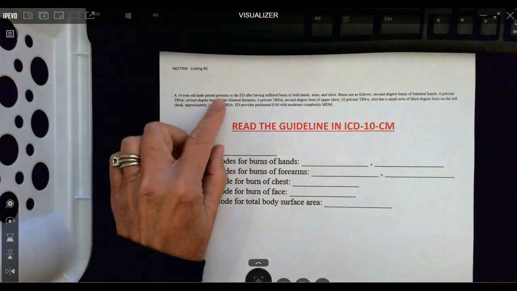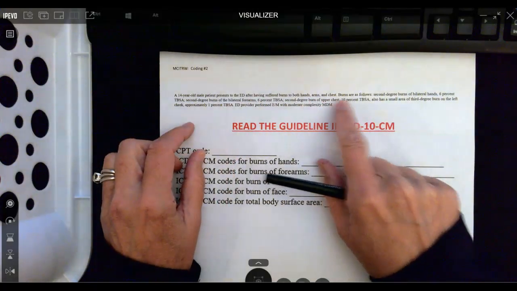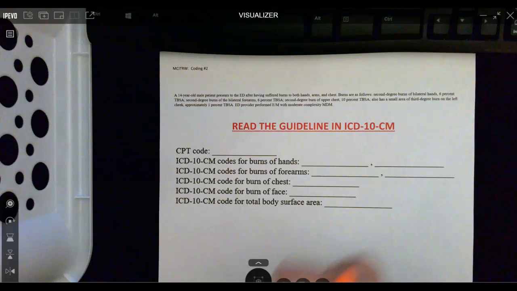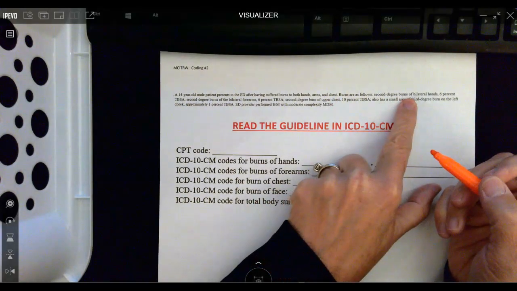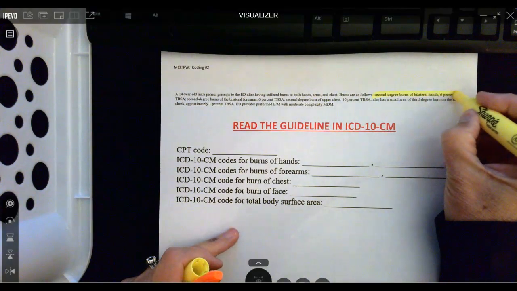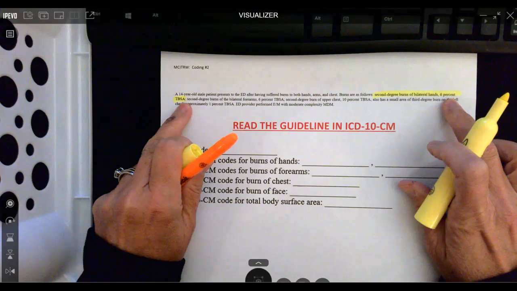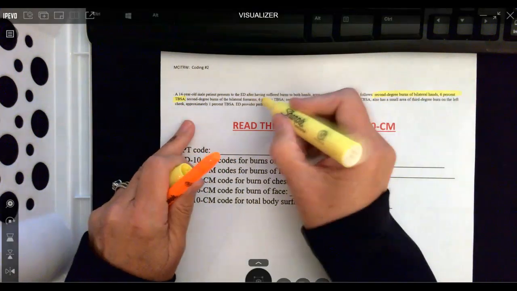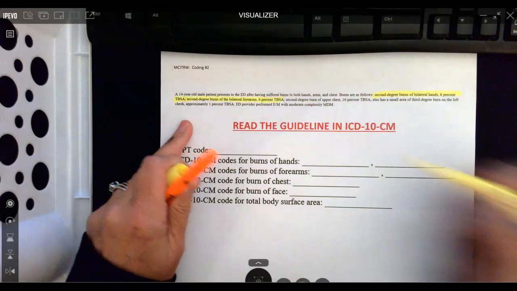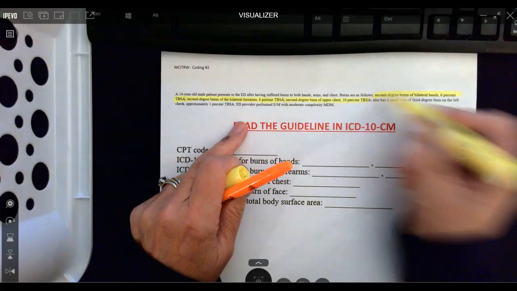So a 14-year-old male presented to the emergency department after having suffered burns to both hands, arms, and chest. Burns are as follows. I'm going to get a highlighter out right now just to help delineate this. So we have a 2nd-degree burn of bilateral hands. I'm going to highlight 2nd degree in yellow. And that says 6% total body surface area. Okay. 2nd-degree burns of bilateral forearms. So we have another 2nd-degree burn, 6% total body surface area. 2nd-degree burn of upper chest, 10% total body surface area.